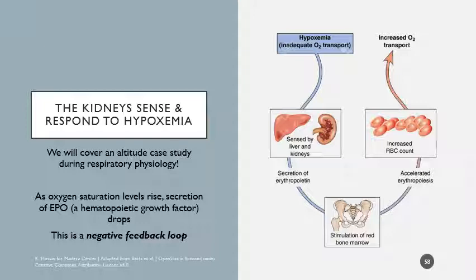So during respiratory physiology, we'll look at an altitude sickness case study and talk about this quite a bit more, but this is a negative feedback loop. It doesn't go on indefinitely. You don't want to keep producing red blood cells because then you get polycythemia. So at a certain point, as your oxygen saturation levels rise again, you drop that amount of erythropoietin that is being secreted, and so it's a negative feedback loop. The effect results in the end of the stimulus.